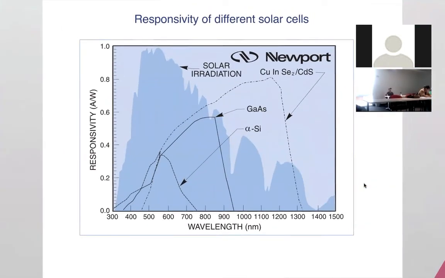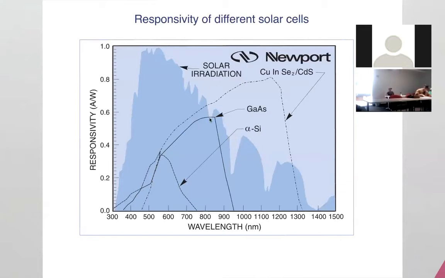One last thing to keep in mind is the responsivity of the different solar cells. In other words, how do different solar cells behave under different wavelengths? This is wavelength, and this is the responsivity, amp current per watt, as a function of wavelength. This is the amorphous silicon curve. You can see the amorphous silicon response is right there. Alpha refers to amorphous. This is the gallium arsenide curve right here. So you can see it behaves differently.